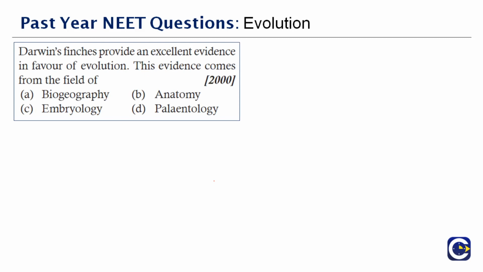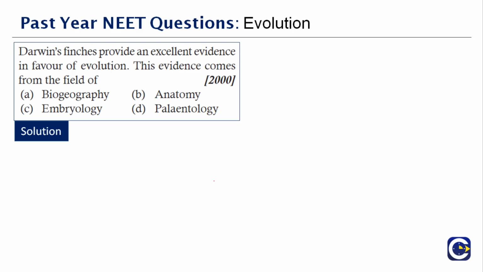Darwin's finches provide an excellent evidence in favor of evolution. This evidence comes from the field of dash. Very easy question. What do you think? What is the answer here? It is obviously not embryology or anatomy. It should either be biogeography or paleontology.